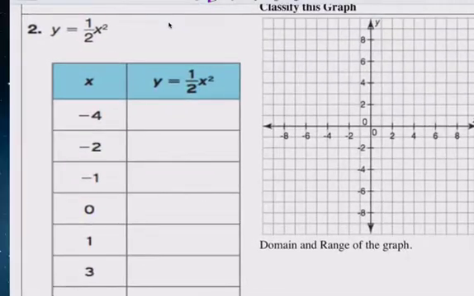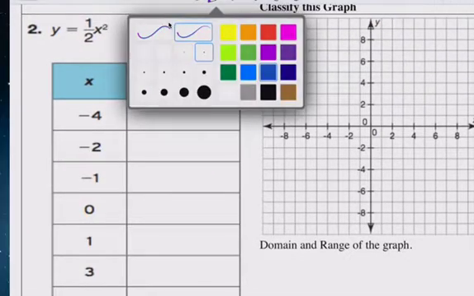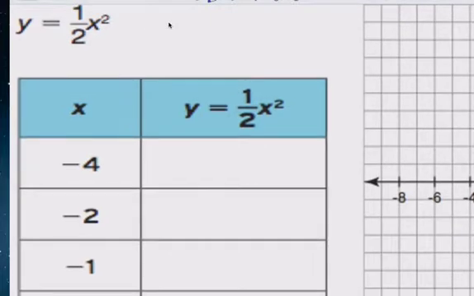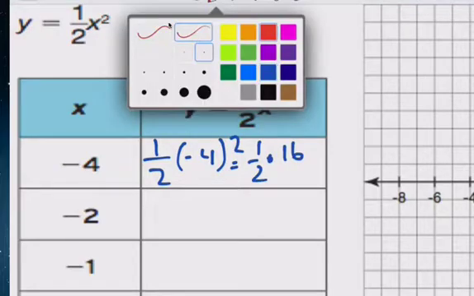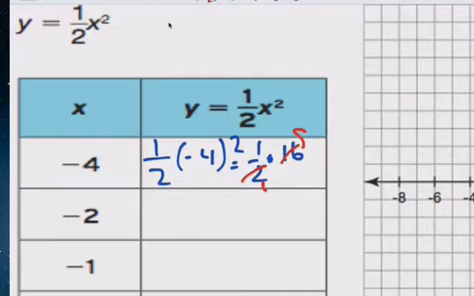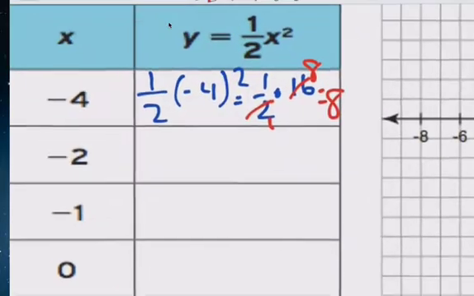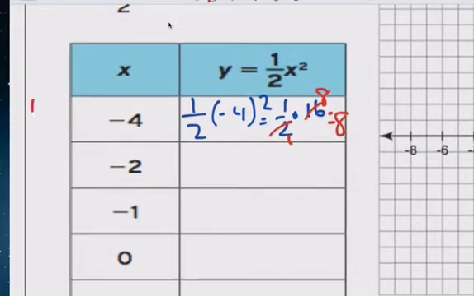Here we go. Fractions. I love fractions. 1/2 times negative 4 squared. This is the same thing as 1/2 times 16. Cross cancel: 1 and 8. So your output is 8. The ordered pair then is negative 4, negative 8. Okay?